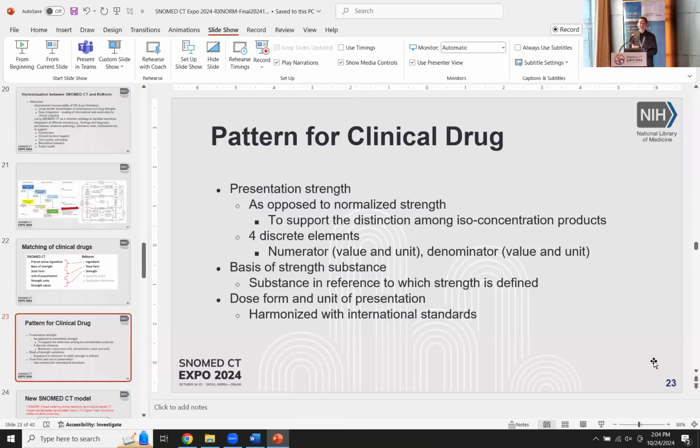And of course, in SNOMED, the strengths are represented by different elements like the numerator, denominator, unit, and value. That has to be taken care of too in this matching process. Base of strength substance and active ingredient are often the same thing, but sometimes they're not, so we have to make sure that we're matching to the correct ingredient in RxNorm. And dose form and unit of presentation are most of the time compatible and matched, but there are cases in which we need to harmonize with some international standards to get the matching.